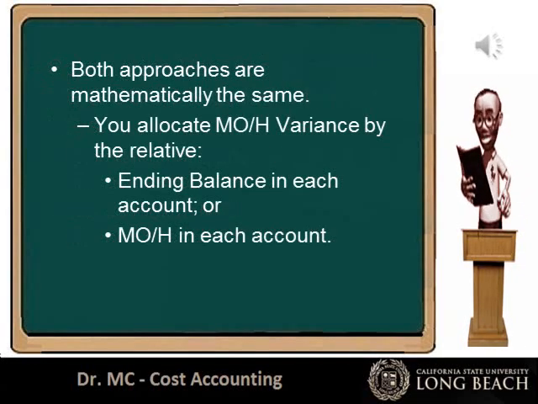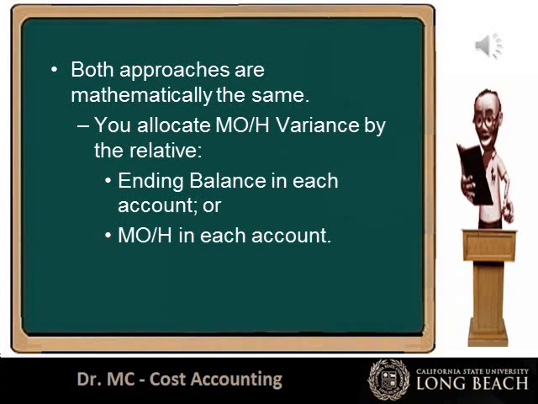The calculations used in each method are exactly the same. You take the amount of whatever it is that you are looking at for each account and add them up. You then divide the total into the amount contained in each account. That gives you three percentages that add up to 100%. You divide up the manufacturing overhead variance using those percentages.